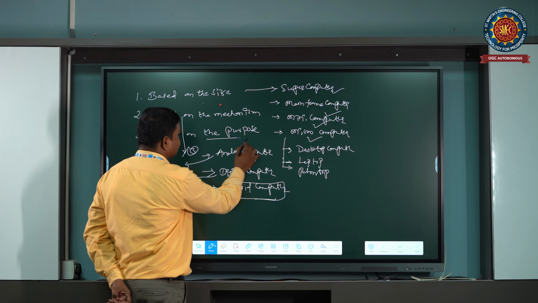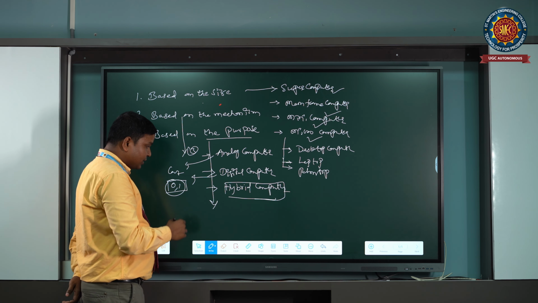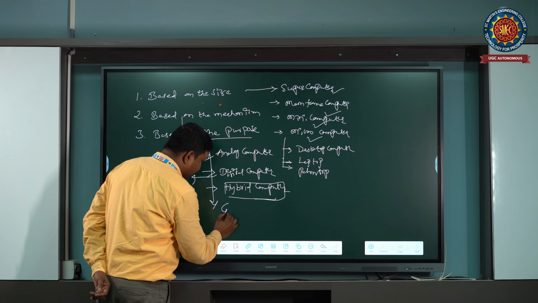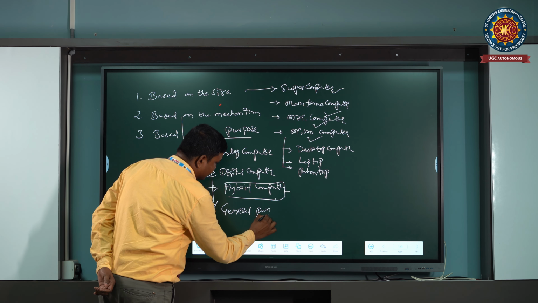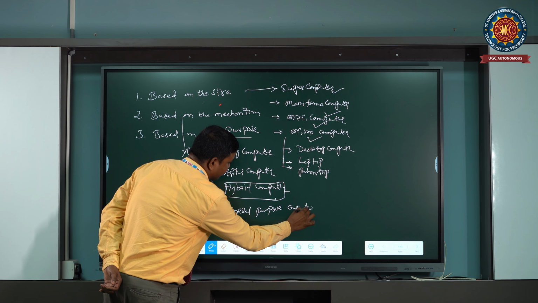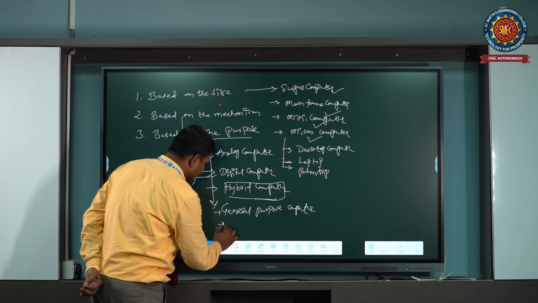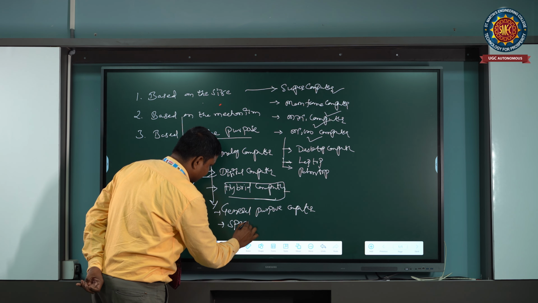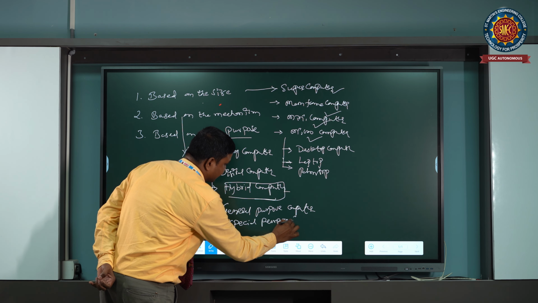Next, based on the purpose. Based on the purpose, it is divided into two different categories: the general purpose computer and the special purpose computer.